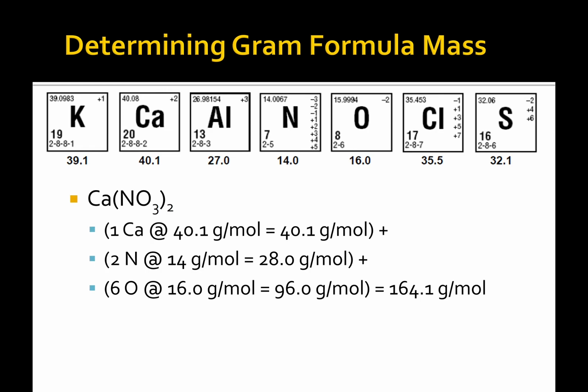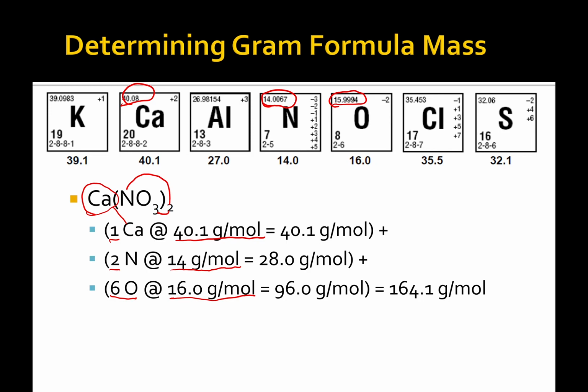We have a total of 1 calcium here. We have a total of 2 nitrogens and a total of 6 oxygens. Oxygen's atomic mass rounded is 16.0, nitrogen's is rounded to 14.0, and calcium is rounded to 40.1. We multiply the number of moles, in this case 1 calcium times its atomic mass from the table, our 2 nitrogens times nitrogen's atomic mass, and our 6 total oxygens times the atomic mass for oxygen.